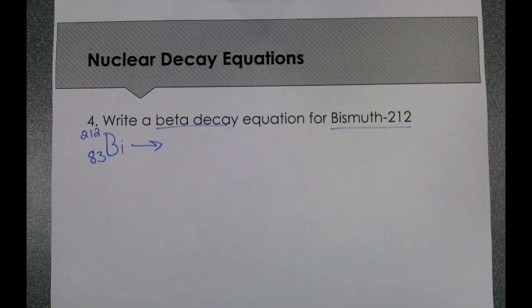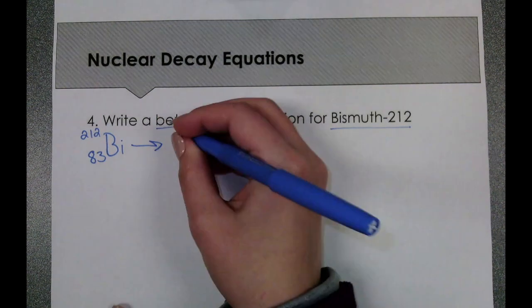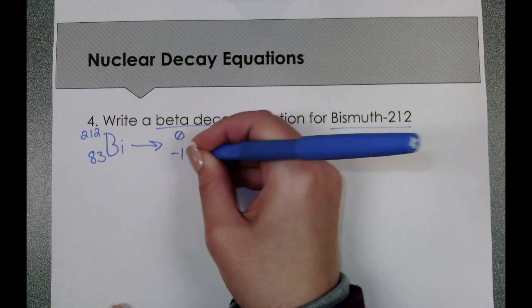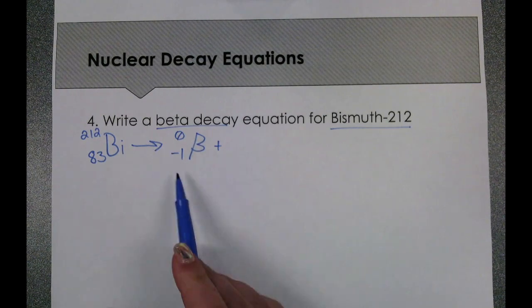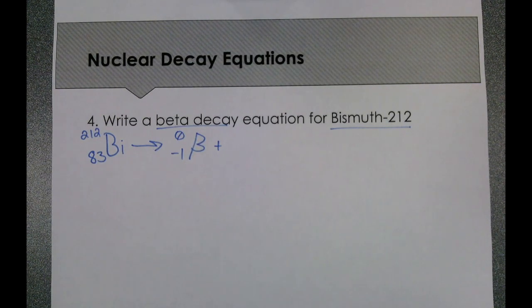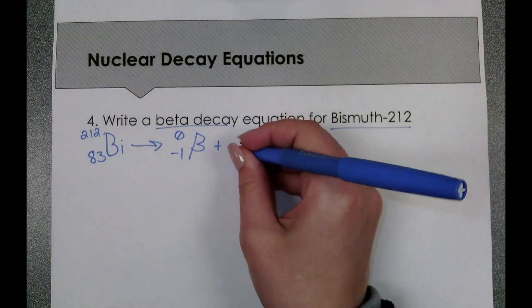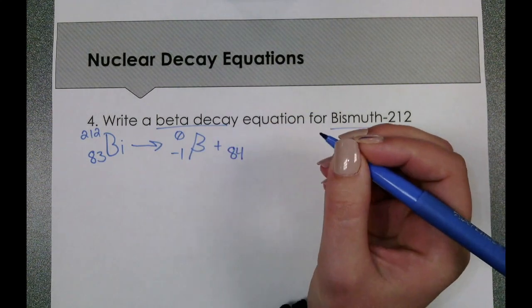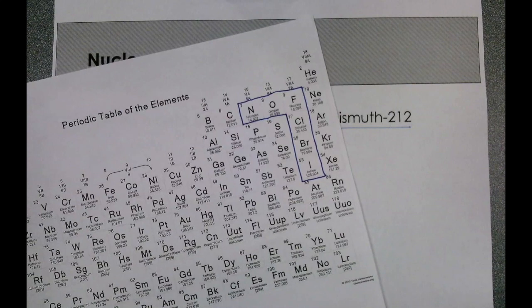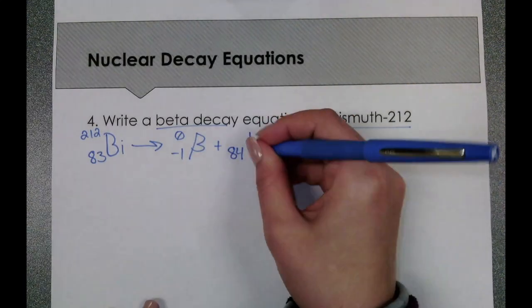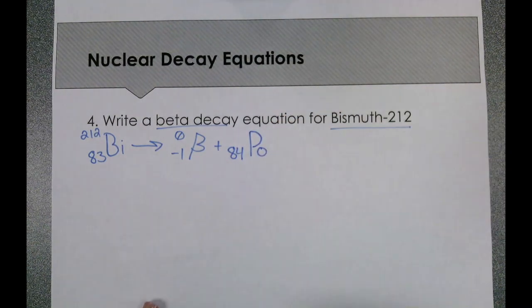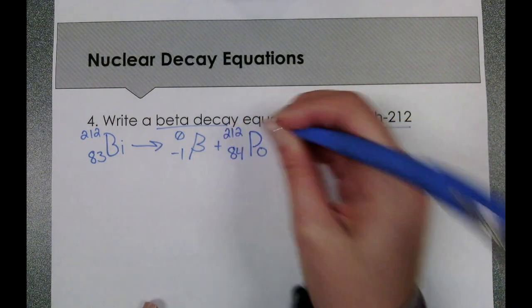Now take a moment to pause the video and see if you can finish the rest of this equation on your own. Alright, let's see how you did. Since it's beta decay, one of our products is going to be a beta particle. To figure out the new element, what plus negative 1 will give me 83? Well, that's got to be 84. If we look on the periodic table, element 84 is polonium. And our mass number will remain unchanged during beta decay.